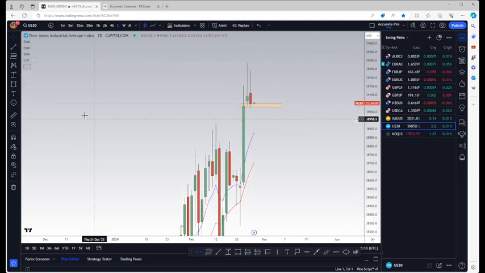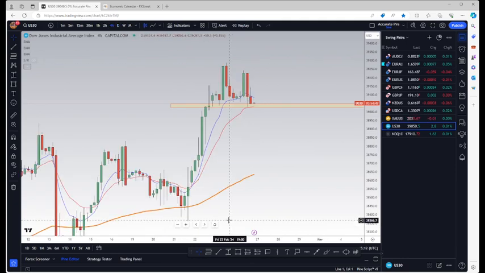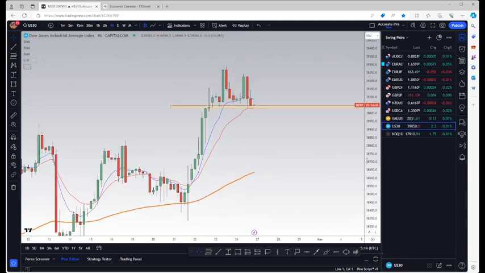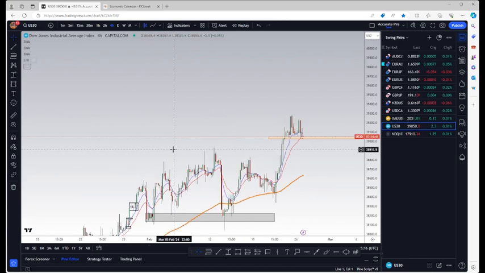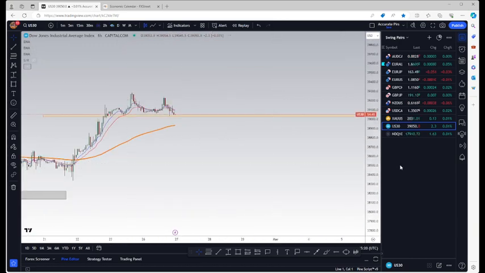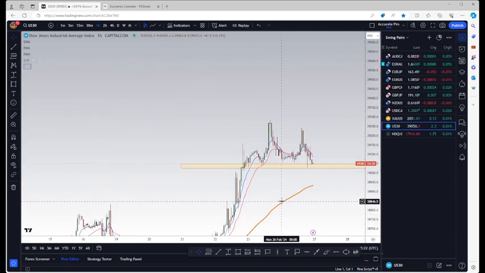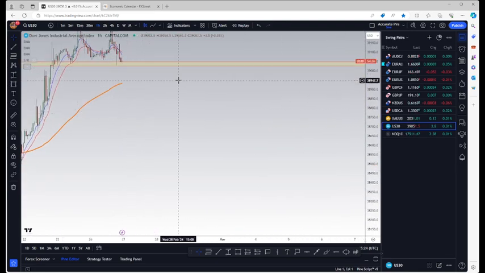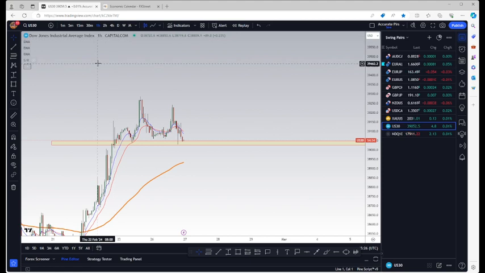Yeah, this looks like it wants to drop. Going to the 4 hour. Cool. So if price closes below the support level, then probably look out for a sell on US 30.